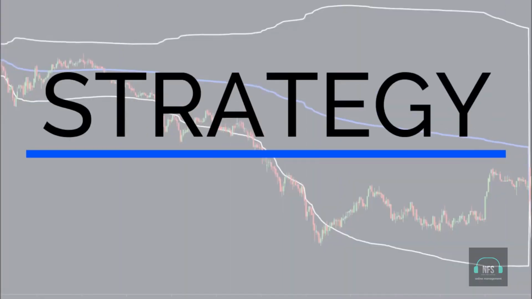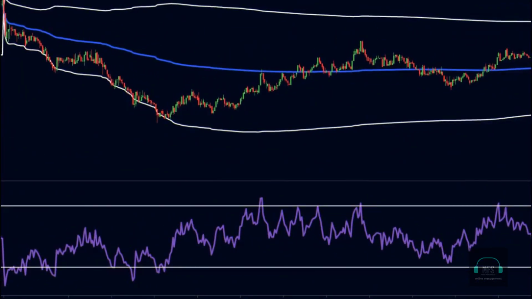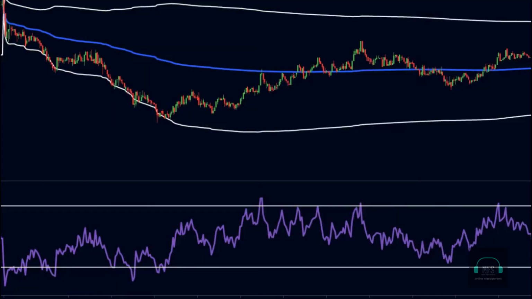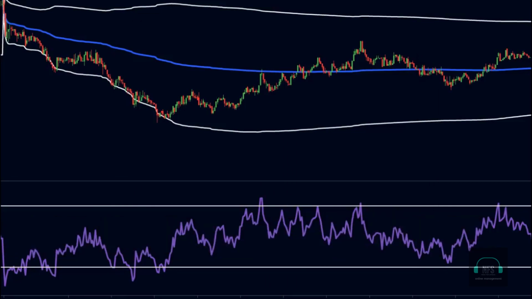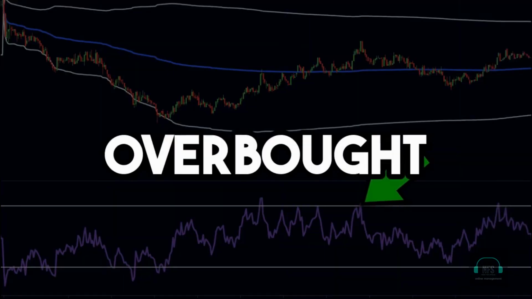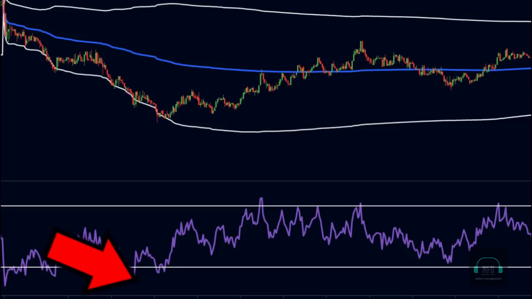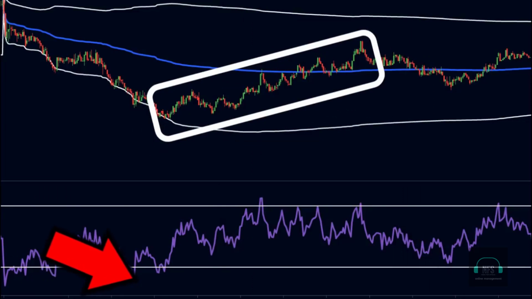Now, let's come to the juicy part of the video, that is the strategy. In this particular strategy, we will be using two indicators: VWAP and the RSI. The RSI stands for Relative Strength Index. The RSI indicator helps us in measuring the momentum of the market. When the value of the RSI is above 70, it is considered as overbought. Therefore, we can expect a downwards move. Similarly, when the value of the RSI is below 30, it is considered as oversold. We can expect the price to make a higher move.